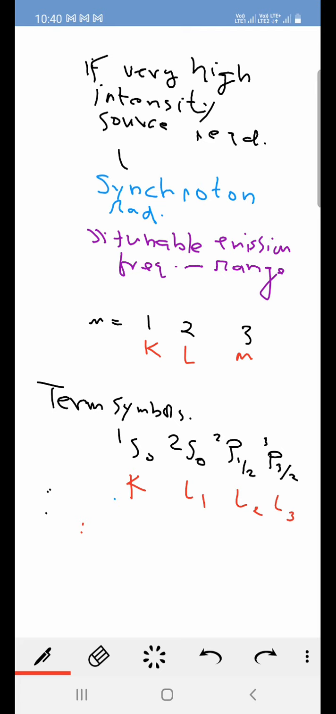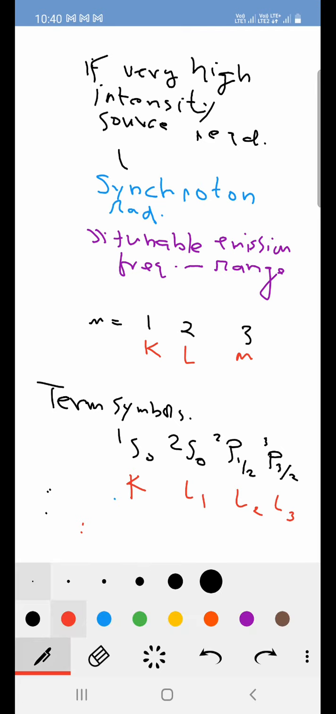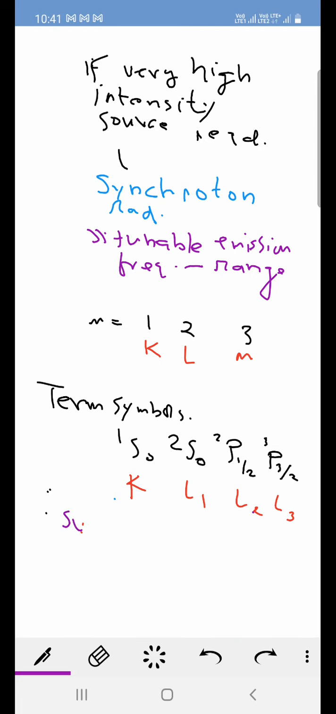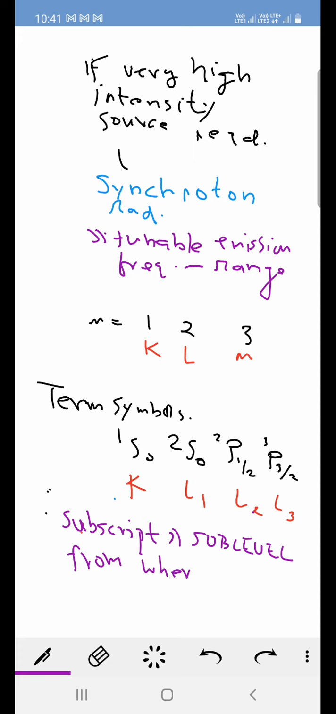So the subscript denotes the sublevel from which the electron is ejected. The subscript tells you about the sublevel from where the electron is ejected.